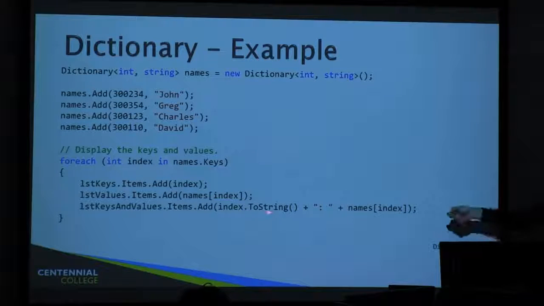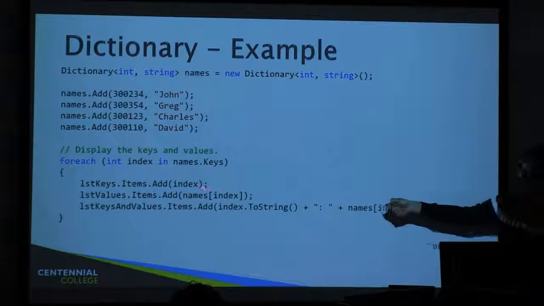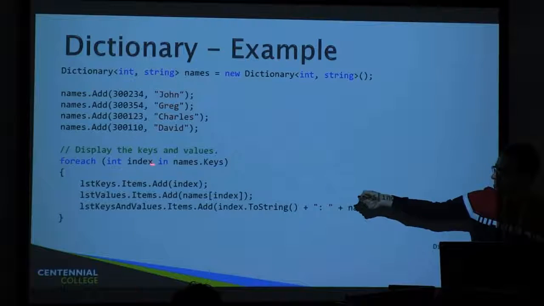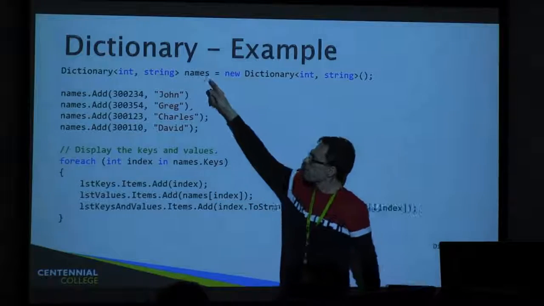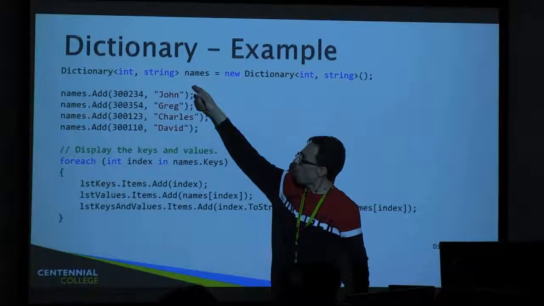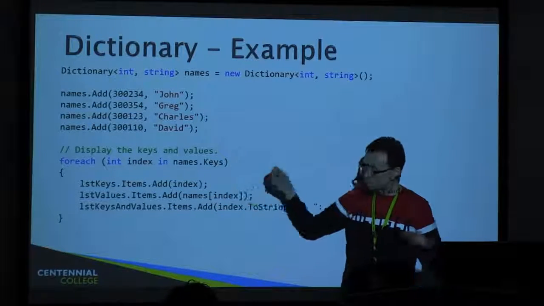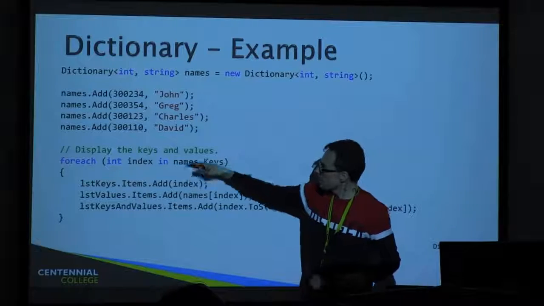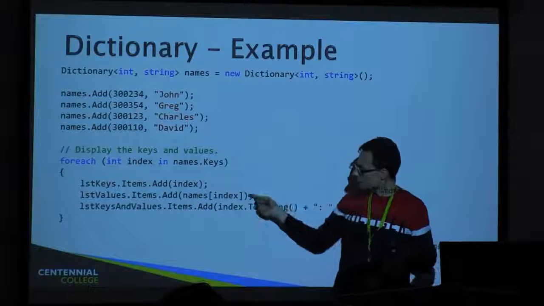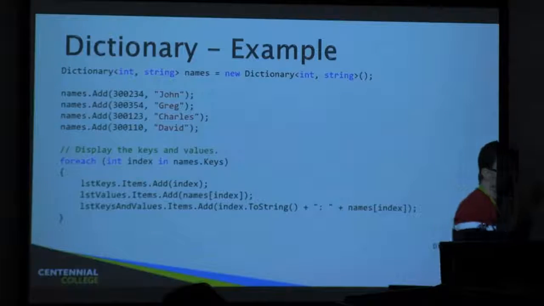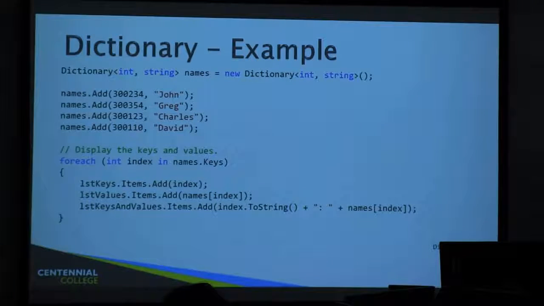The most important thing here is how we are accessing the information. Index is the number here. If you say names, which is the name of my variable, of my object, and then put the index in brackets, this will return this string. So again, we can give the key, and it will return the value to us right away. We don't have to loop through.